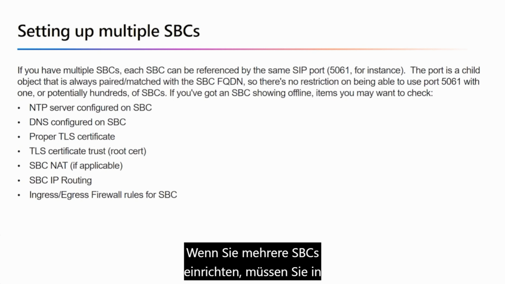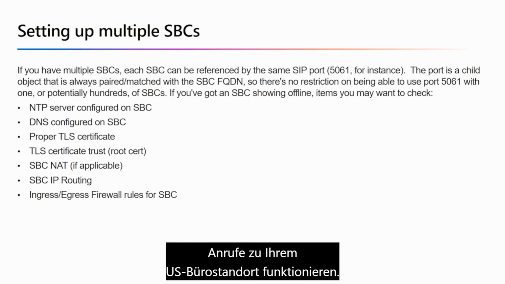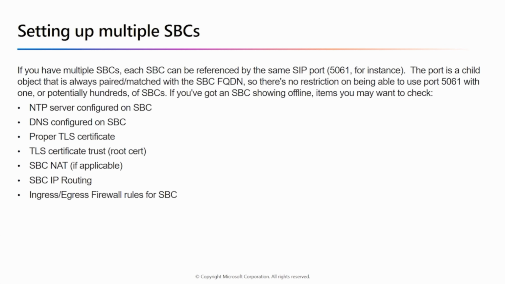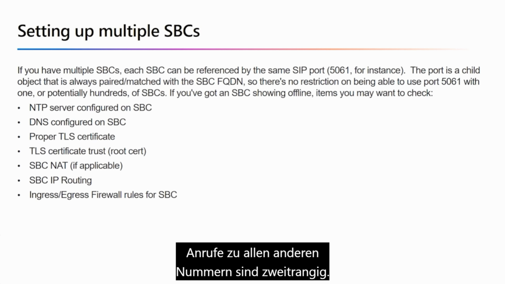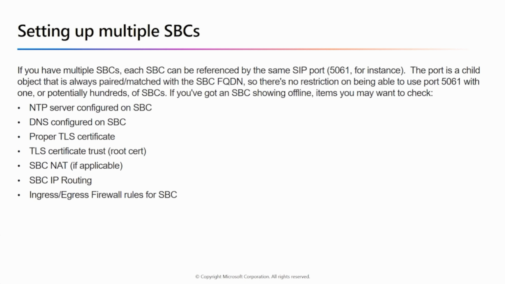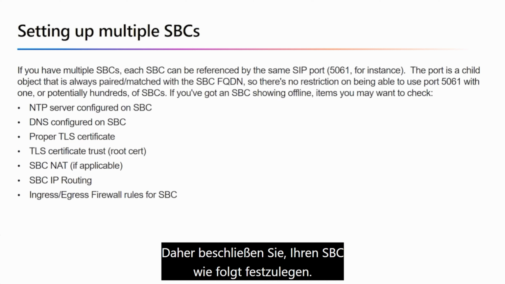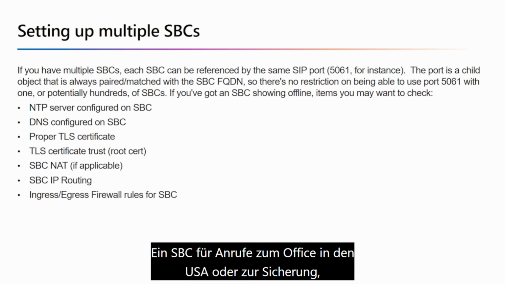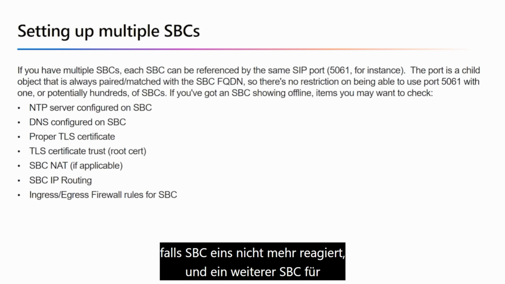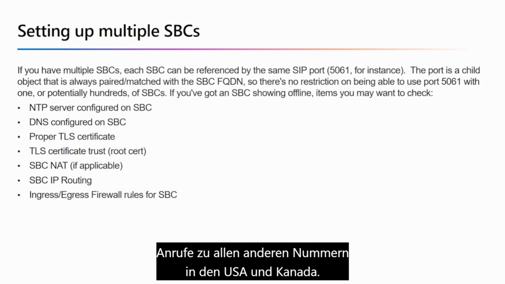For setting up multiple SBCs, in this example, your priority is to ensure that calls to your US office location are working. Calls to all other numbers are a secondary priority. Therefore, you decide to set up your SBCs like this. An SBC for making calls to the US office, a backup SBC in case SBC1 becomes unresponsive, and an additional SBC for making calls to all other US and Canada numbers.